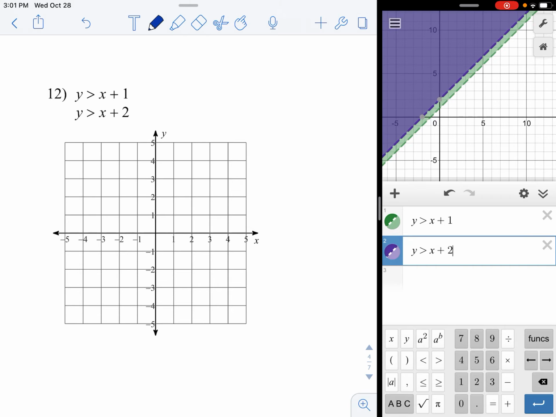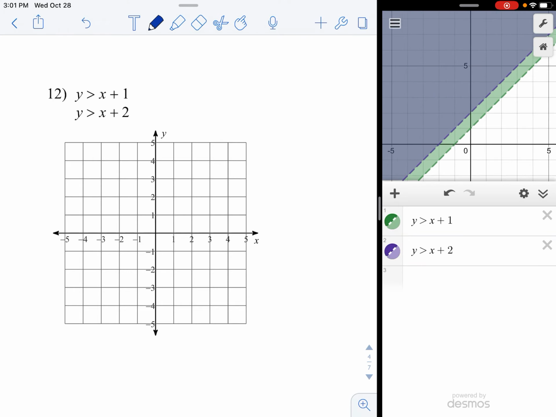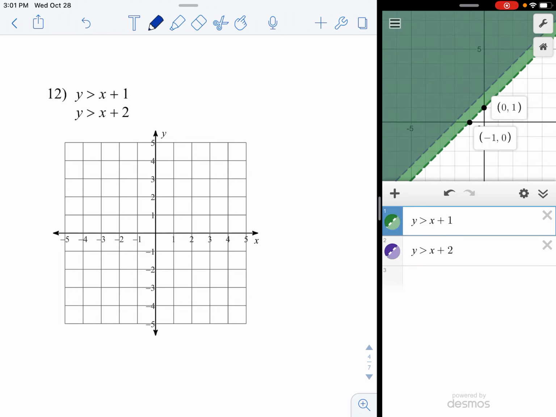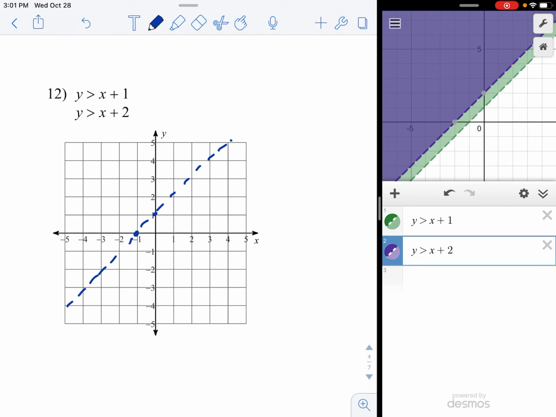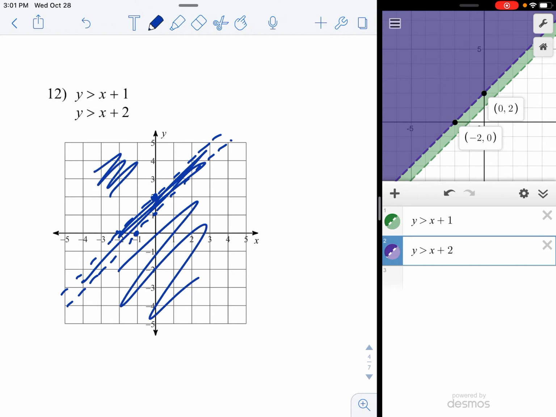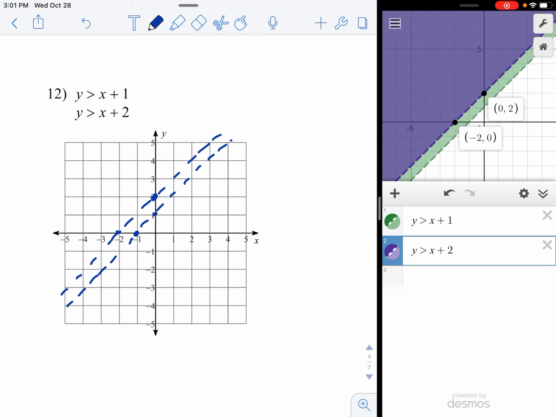So, let me zoom in a little bit if I can. This has intercepts at negative 1, 0, 0, negative 1. It's dotted lines like this. And that's shaded above, but the other one has intercepts here, and it's dotted line shaded above. So, do I want to shade up here? Do I want to shade in between them? Or do I shade down there? Which is right? Well, clearly it's not down here. There's no shading at all.